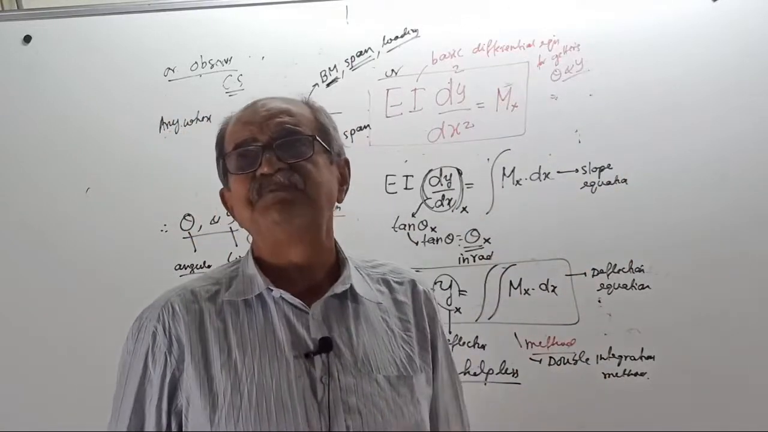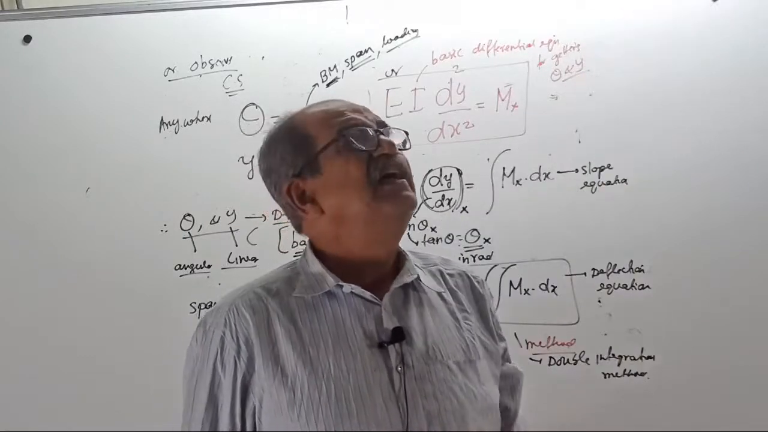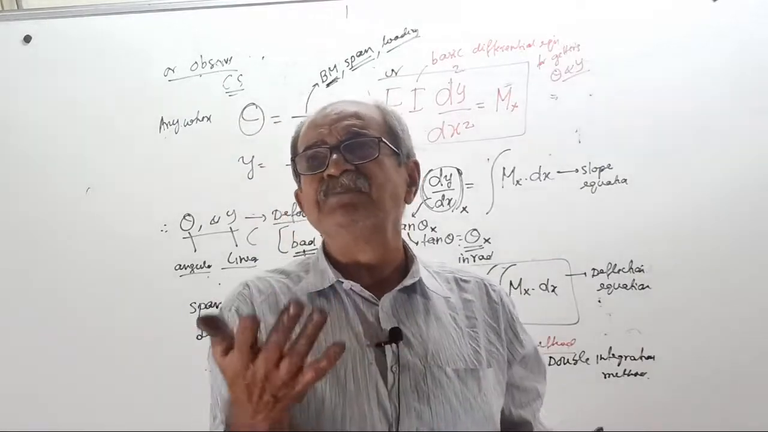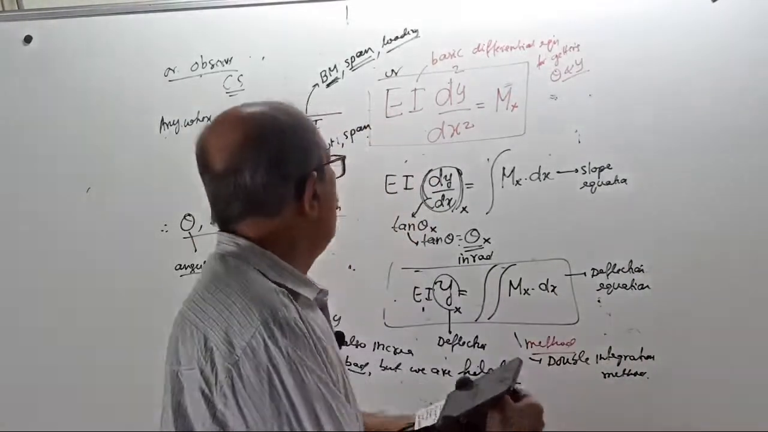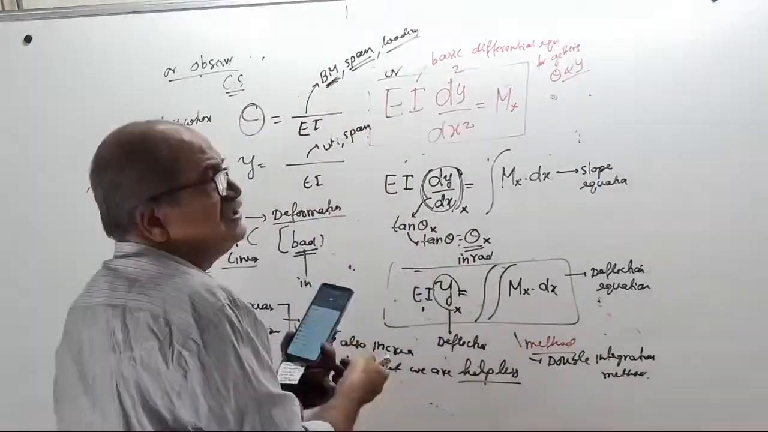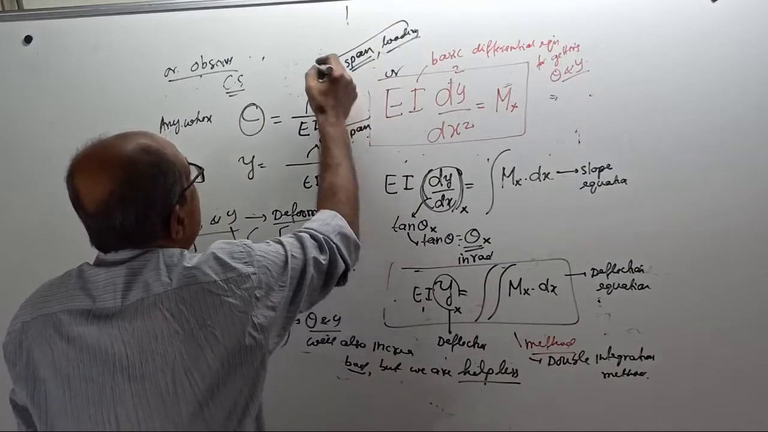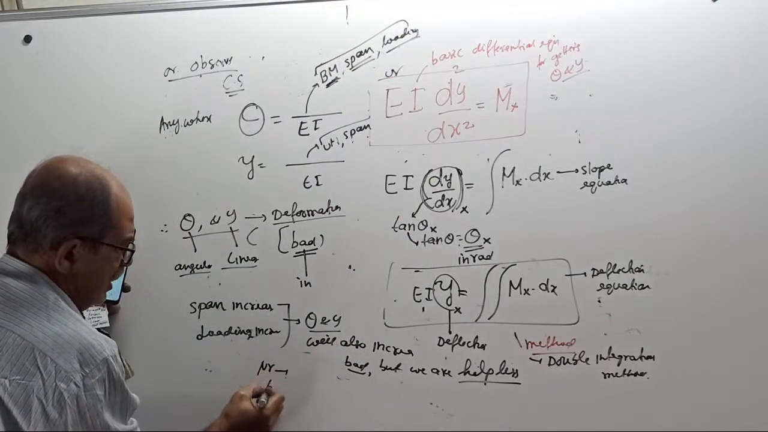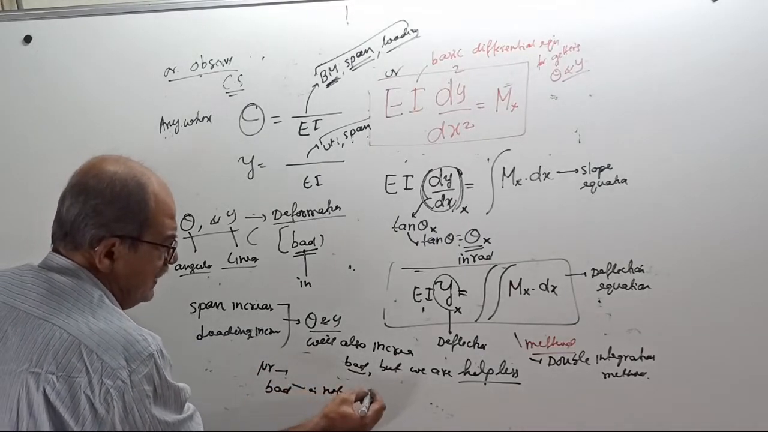You can't change the span. Loading is also already fixed. You can't tell them to apply a lesser load. Whatever load comes, load will be transferred. And on the span you are helpless. Therefore, the numerator is not in our hand. The numerator, which is actually bad, is not under our control.